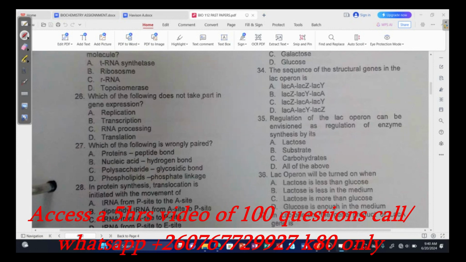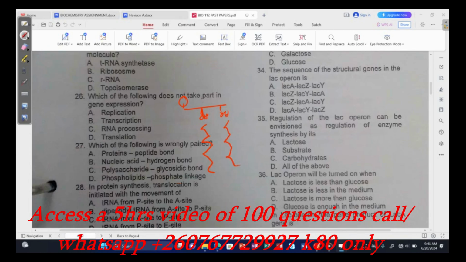Then D is saying phospholipids are linked through a phosphate linkage. I think this is false. So what is a phospholipid? So a phospholipid, you have a glycerol molecule linked to a phosphate group. So this glycerol molecule has this OH group and you're going to have two fatty acids.